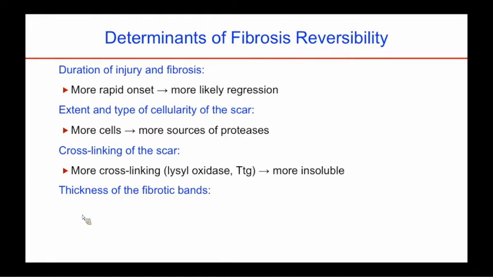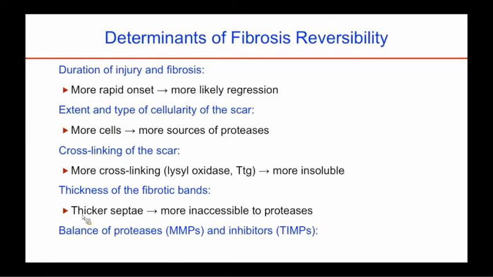The thickness of the fibrotic band. So I showed you that study, the histologic study from Lupe, and it reinforces the idea that the thicker the septi, the more inaccessible those scar fibers are to proteases, combined with increased cross-linking. And so there is this balance of proteases and inhibitors that is very critical. Even if you have high protease activity, there are a whole family of inhibitors, and if they're as high as the proteases, you can have all the protease activity in the world, but your inhibitors will keep it from being activated.